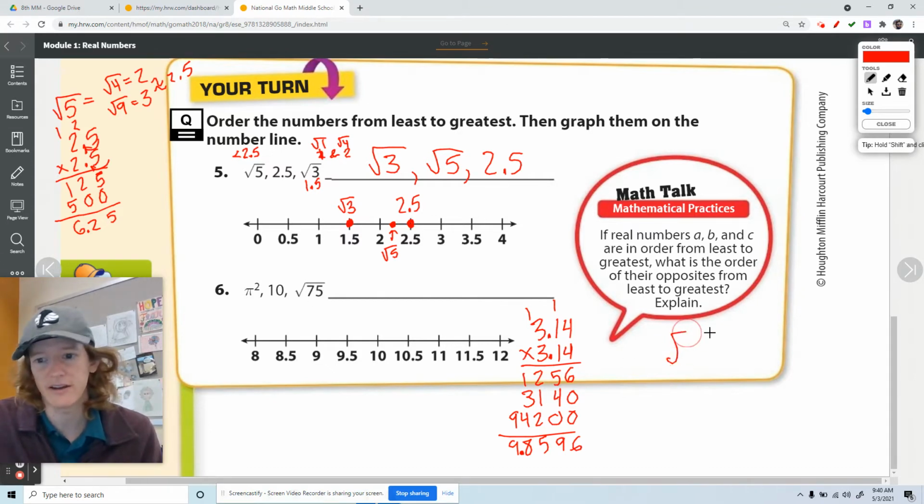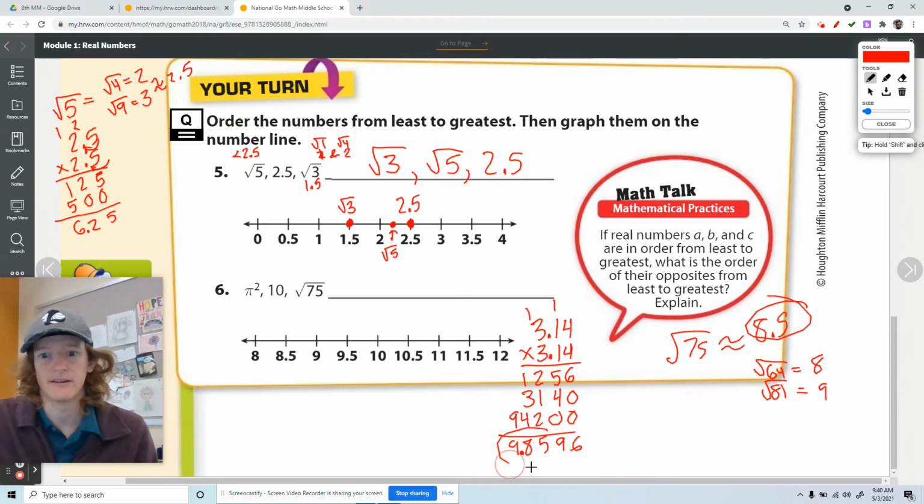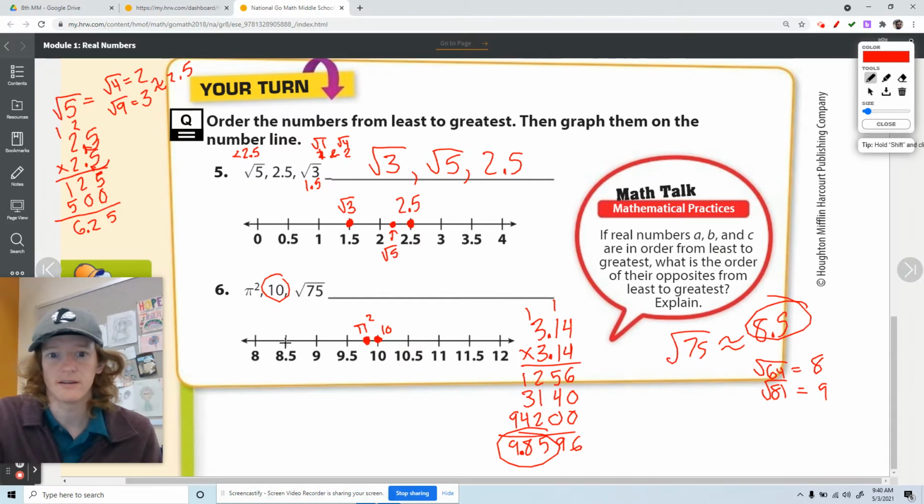Square root of 75 is in between the square root of 81 and the square root of 64. So if this is 8, this is 9. It's about 8.5. So we have 8.5, 9.85, and 10. So this 9.85, we're going to put our pi squared here. 10 is right here. And 8.5 down here is the square root of 75.